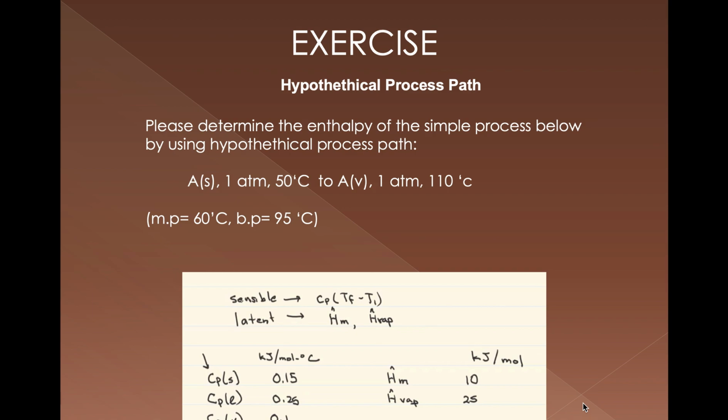In the comment section down below, please determine the enthalpy of the simple process below by using hypothetical process paths, whereby a substance A in solid condition at 1 atmosphere and 50 degrees C becomes A in the form of vapor at 1 atmosphere and 110 degrees Celsius. The melting point is 60 degrees Celsius and the boiling point is 95 degrees Celsius.